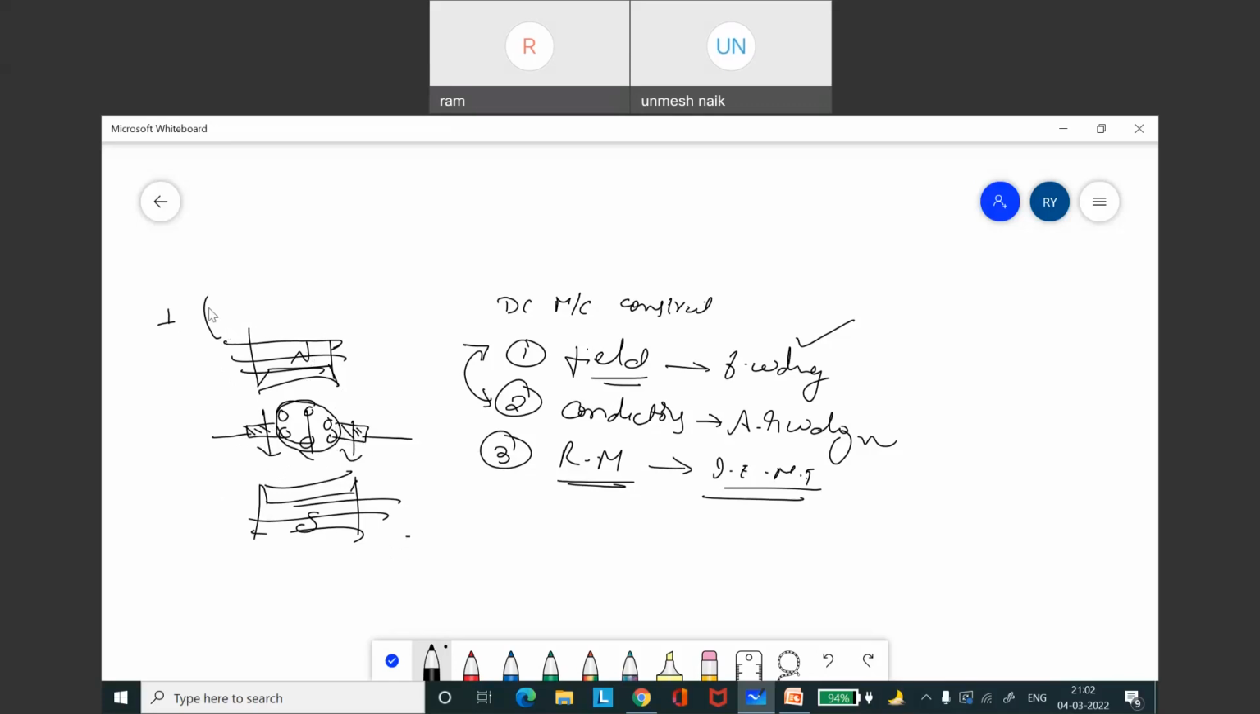The outer portion, we have some protection, like a case around this machine. This case we call the yoke. The yoke acts as a return path for the flux. Flux flows from this and then goes back. So this yoke acts as a return path for the flux and it also covers the machine, so it offers protection. Let me show you the figure.